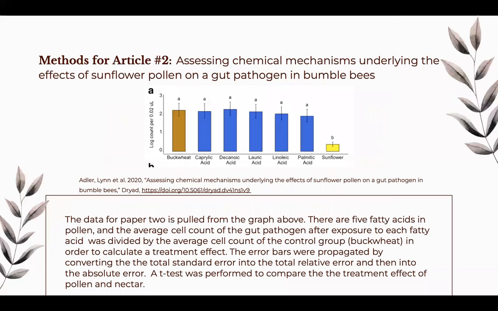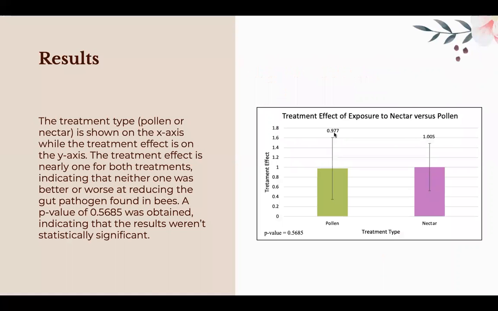And then for the second article, it's called Assessing Chemical Mechanisms Underlying the Effects of Sunflower Pollen on a Gut Pathogen in Bumblebees. I did the same exact thing. I got the average cell count of the gut pathogen after exposure to the treatment. So I averaged the cell count of the caprylic acid divided by the control, which was the buckwheat in this case. I did it 5 times because there are 5 fatty acids for pollen. Then I averaged those treatment effects to get one final treatment effect value for pollen, which is what we see here of 0.977.